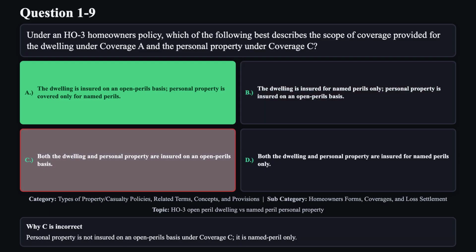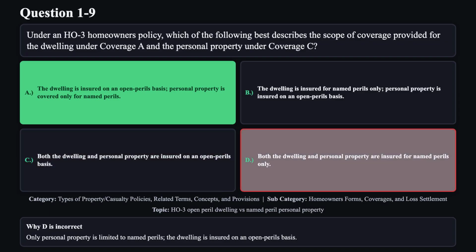Reason C is not correct. Personal property is not insured on an open perils basis under coverage C. It is named peril only. Reason D is not correct. Only personal property is limited to named perils. The dwelling is insured on an open perils basis.